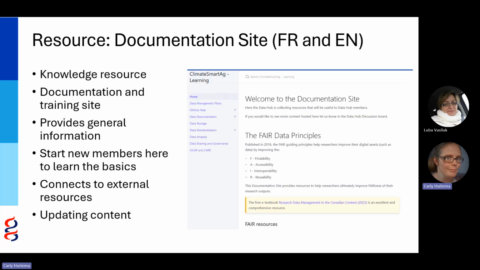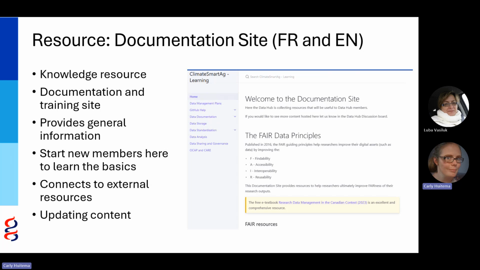Because we have a documentation site in French and English as well. This is something that's written on GitHub and hosted on GitHub, and it appears like a website. Also, our website is on GitHub as well. I mean, you can do a lot with it. Right now we have a documentation site in French and English. It's a knowledge resource providing general information. We didn't want to rewrite the web, so we have a bunch of introductory topics, and then we are linking out to further sources of information. If you have any good resources that you like, we can add them as well.